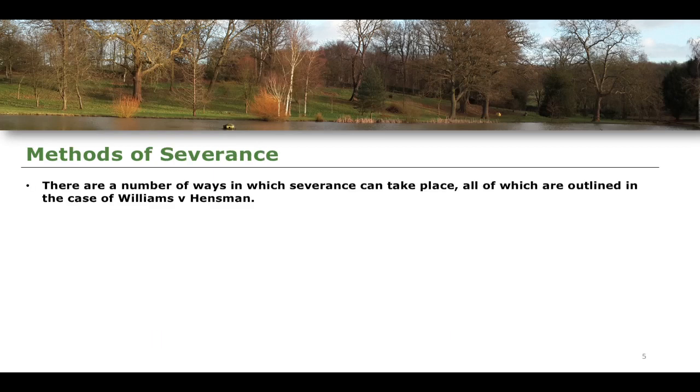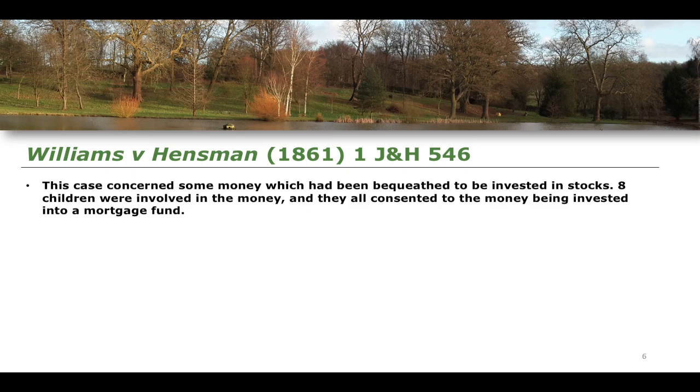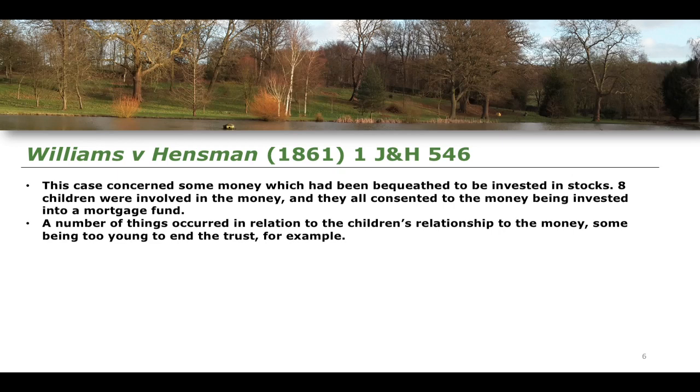Now, the methods of severance are quite numerous. There are a number of ways in which severance can take place, all of which are outlined in the case of Williams v Hensman from 1861. This was a case that concerned some money which had been bequeathed to be invested in stocks. Eight children were involved in the money that was bequeathed at the point at which somebody had died. All had consented to the money being invested into a mortgage fund. A number of things would then occur in relation to the children's relationship to the money, some of them being too young to end the trust, for example.